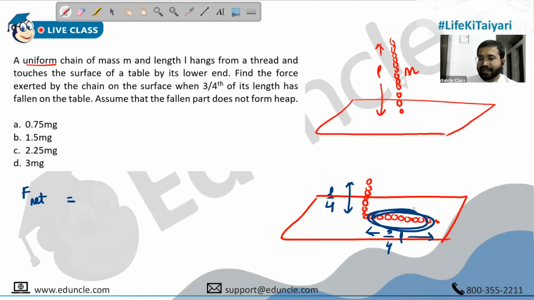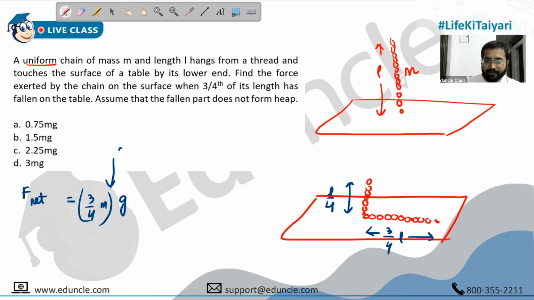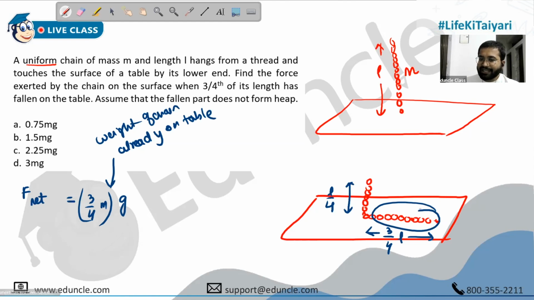Weight of this chain. What will be the mass of this chain, people? 3/4 of m, no? It's 3/4 L, so it will be 3/4 m. Total mass is m, people. It's uniform, no? So if the length is 3/4, mass is also 3/4. Okay. So first of all, 3/4 m into g. This is due to the one which is already on the table. Tell me if you have any questions. This is the weight of chain already on table, which is mass into gravity, but mass will be 3/4 times, because length is 3/4. Simple, and it's uniform.